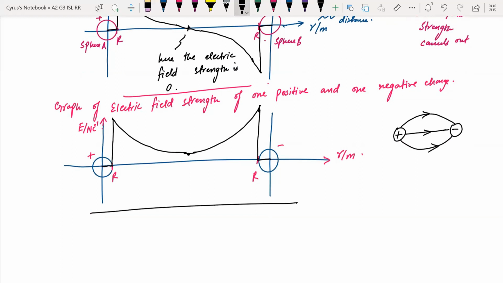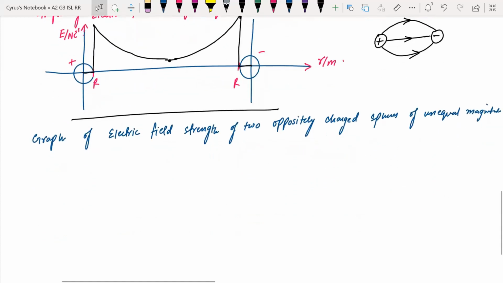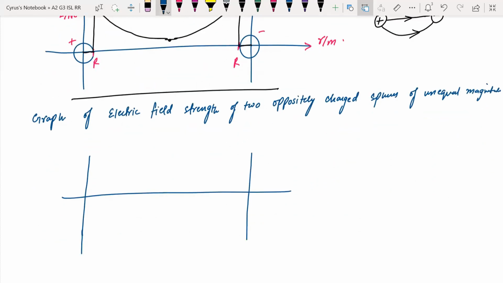Let's draw the graph of the electric field strength of two oppositely charged solid metal spheres which are of unequal charge. Okay? For example, I have here something like this. Let's say one charge is greater than the other, right? For example, this one is plus 25 coulombs, I'm just giving an example, and let's say this is minus 10 coulombs, right? The radius of this is r. The radius of this is also, according to that, it would be r. It has its own radius. This is the distance.